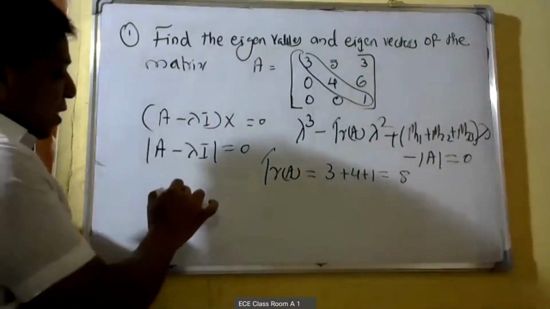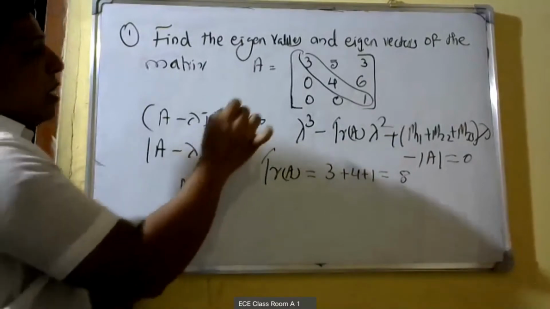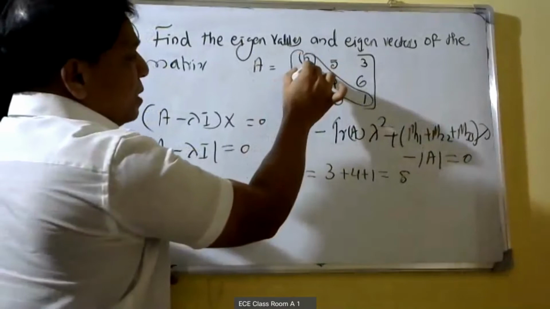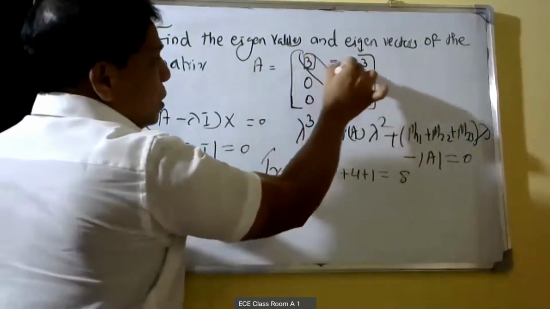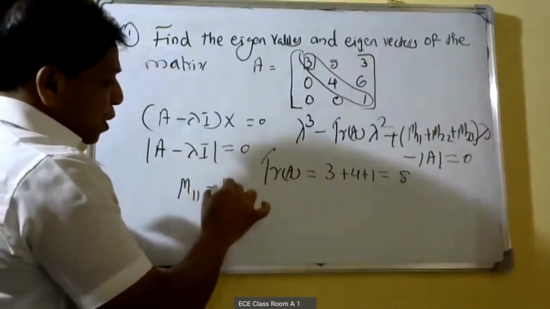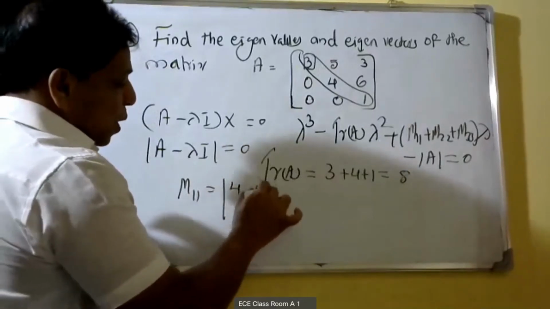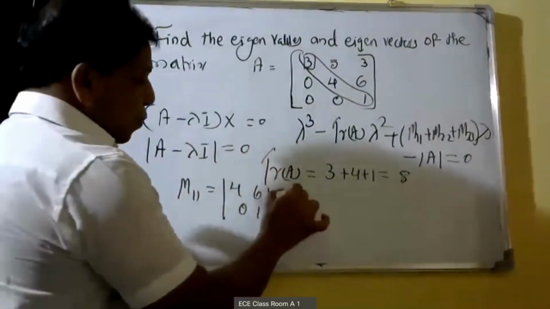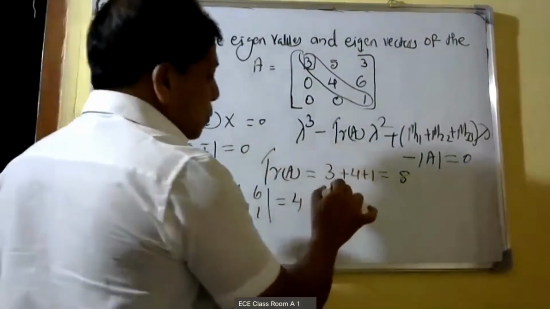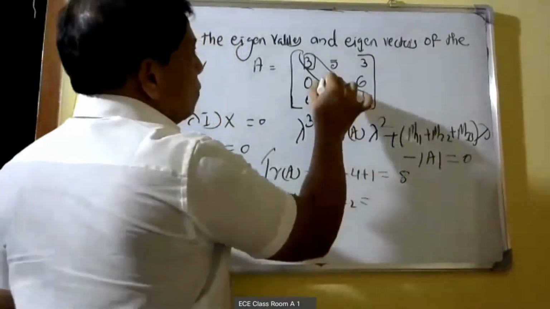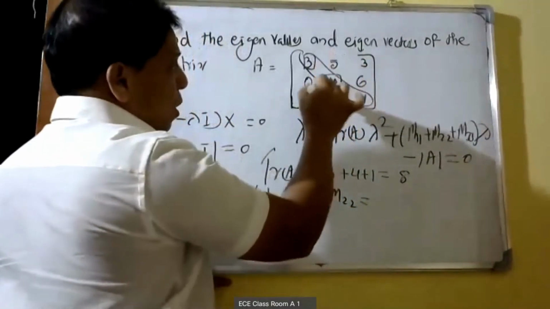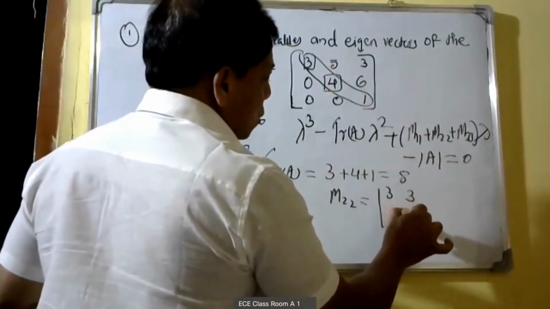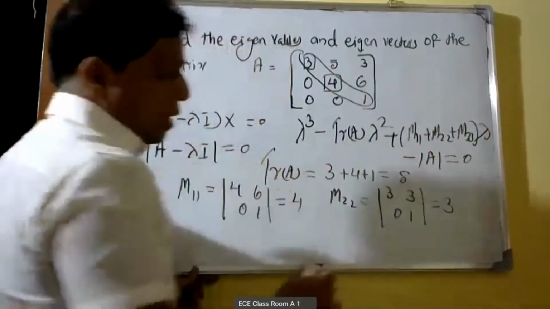Then calculate M11. M11 means the minor of this element. For the minor of this element, we avoid this column and this row. Then we get 4, 6, 0, 1. When simplifying, we get 4. Then M22 for this element, we avoid this column and this row. Then we get 3, 3, 0, 1. The value will be 3.